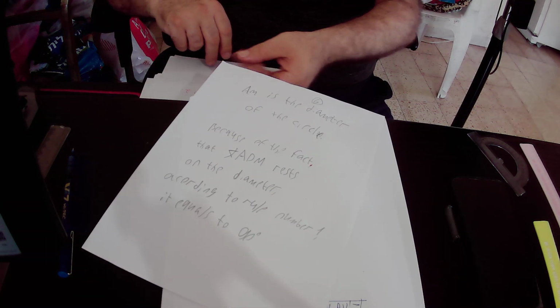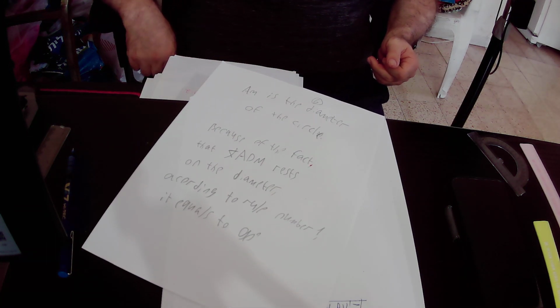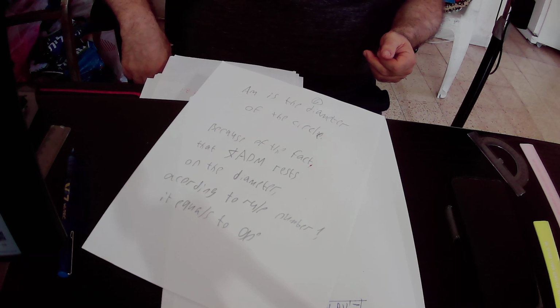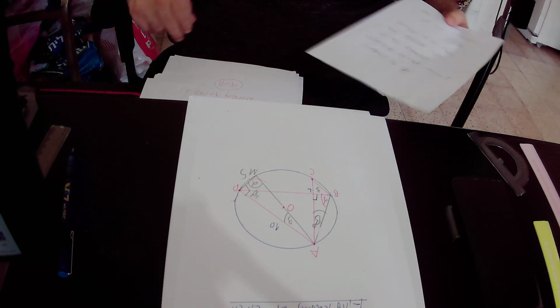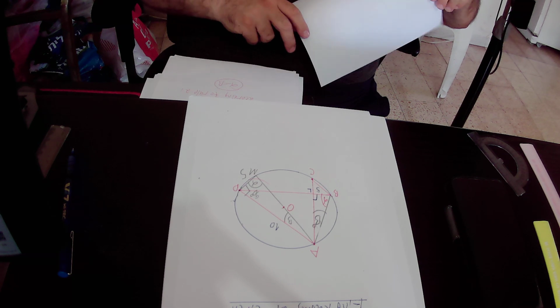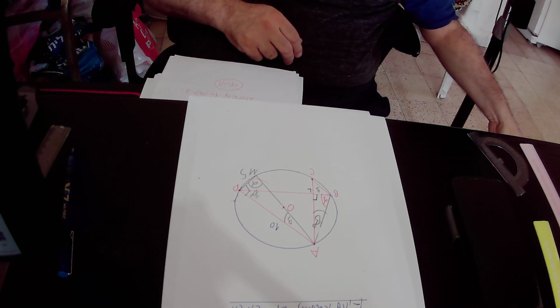AM is the diameter of the circle because angle ADM rests on the diameter, and according to rule number 1, it equals 90 degrees. Okay?